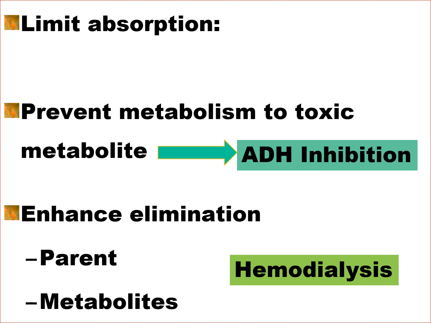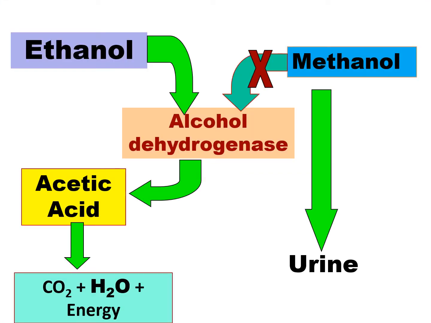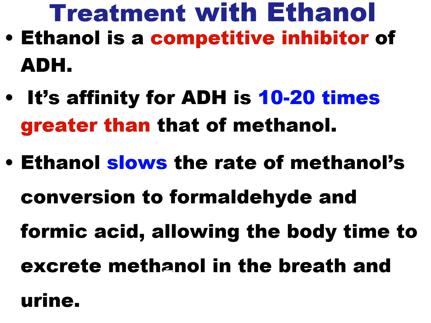Then prevention of metabolism of methanol to toxic metabolites by inhibition of alcohol dehydrogenase enzyme, to prevent formation of formaldehyde and formic acid. If toxic metabolites accumulate, we need to eliminate these metabolites and the parent compound methanol by hemodialysis. Inhibition of metabolism is done either by giving ethanol, which competes with methanol for alcohol dehydrogenase enzyme, preventing formation of formaldehyde. Alcohol dehydrogenase enzyme has higher affinity for metabolism of ethanol than methanol, so formation of toxic metabolites of methanol is prevented.